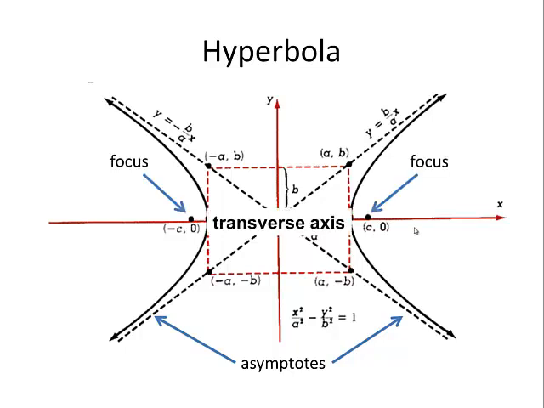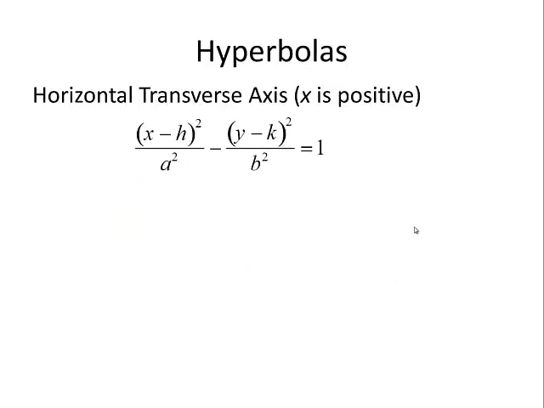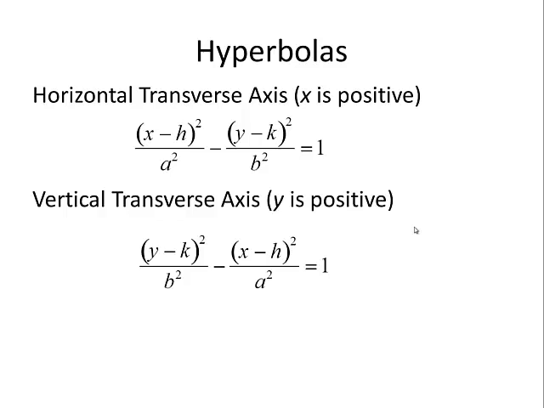My transverse axis, and the axis that does not touch the vertices, that's the conjugate axis. So this is my formula for the horizontal transverse axis. Notice that x is positive, and for the vertical one, y is positive. And there's a minus in between. If x is positive, y is negative on the horizontal, and on the vertical, y is positive and x is negative. And also notice that k and b go with the y, and h and a go with the x, no matter where the x is. It always has to equal 1, like my ellipse.